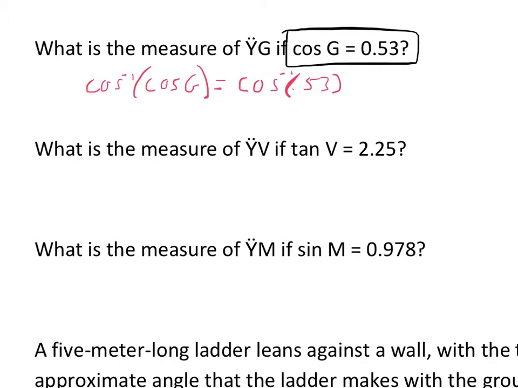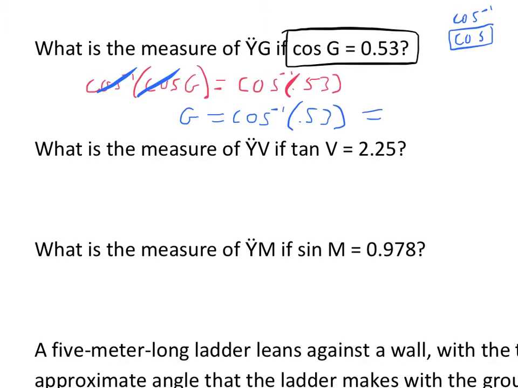And on your calculators, if you have a cosine button, cosine inverse is right above it. So you'd have to use a second function button to get to it, most likely. And again, what cosine inverse does is it cancels out cosine, and you're left with G equals cosine inverse of 0.53. So you'd do second function cosine 0.53, and that would give you 58 degrees approximately. Again, make sure your calculator is in degrees.